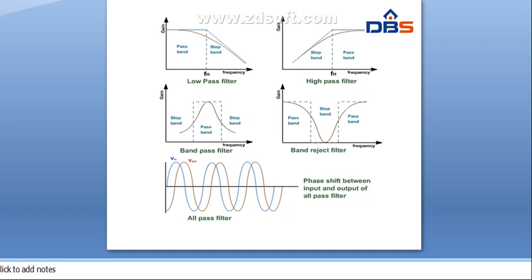So this band is called the stop band, and it allows the frequencies after the cutoff frequency FL. The high pass filter allows the frequencies after FL. So this band is called the pass band. So these are the frequency characteristics of the low pass filter and high pass filter.